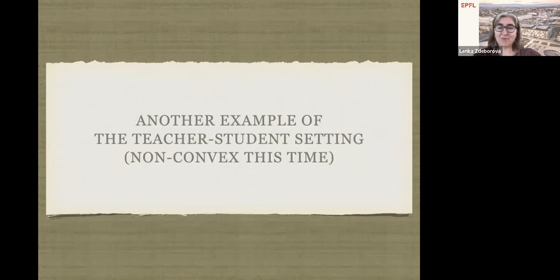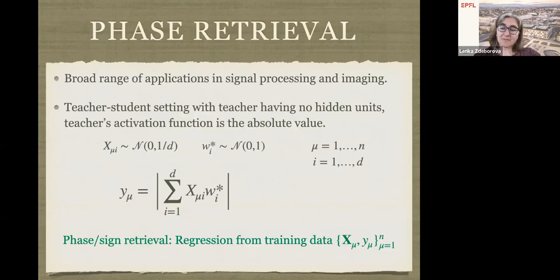Next we will go to another example of the teacher-student setting. We will choose the activation function and the way the teacher generates the weights a bit differently. It will lead to a non-convex problem this time, and it will behave quite differently. The choice here is motivated by the problem of phase retrieval, which is a broadly studied problem in signal processing and imaging. Here we simplified it to set it as a special case of the teacher-student setting.